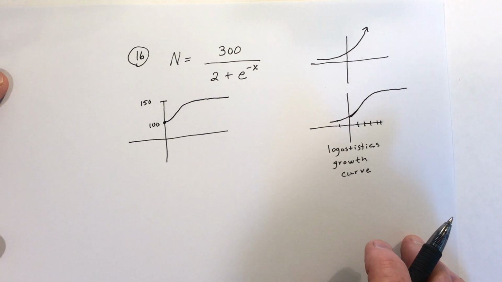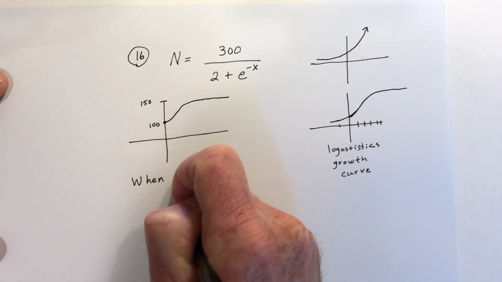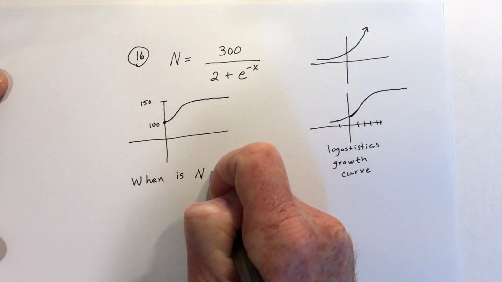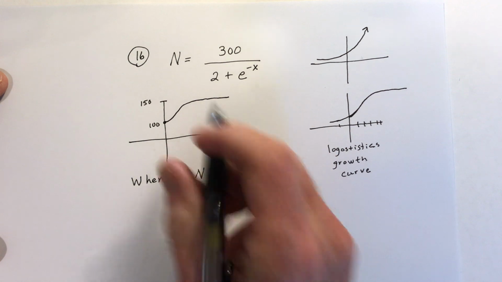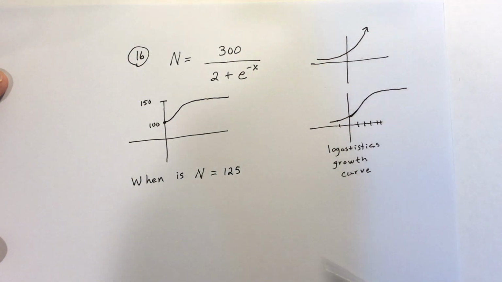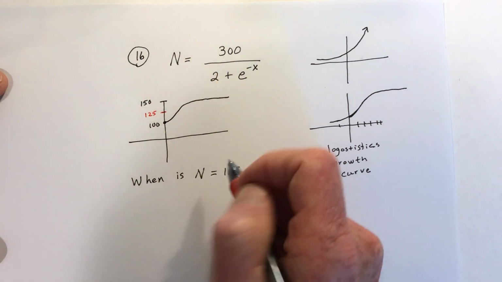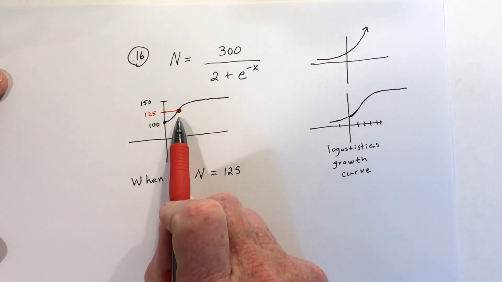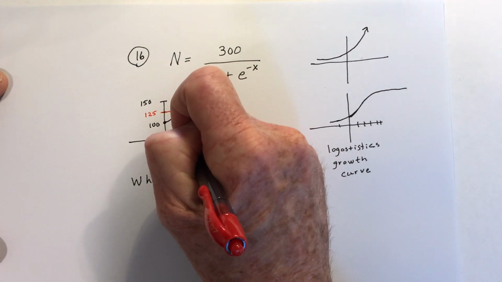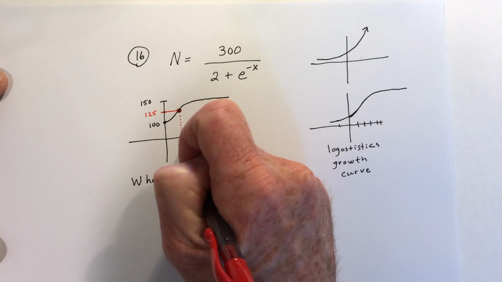Okay, then for the last part, when is n equal to 125? So in other words, somewhere in here is the 125, and if you go across, there will be a time when it equals 125. So then the variable is x. What does x equal right there?